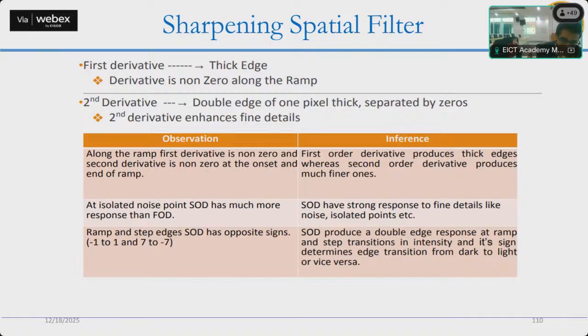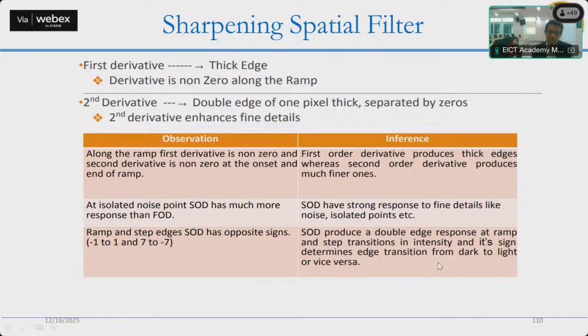Because in the histogram, what did we do? We basically used a high contrast approach, where the fine details come up. Here, what do we do in spatial filtering? We apply the second order derivative. The second order derivative produces a double edge response at ramp and step transitions in intensity.